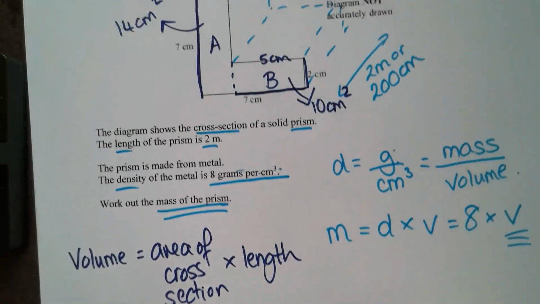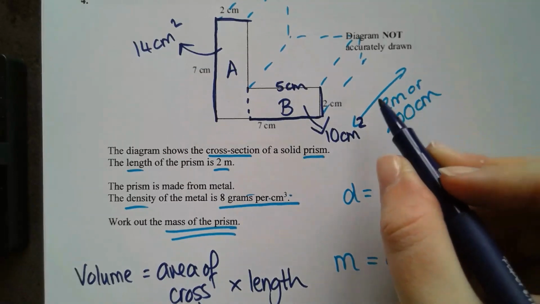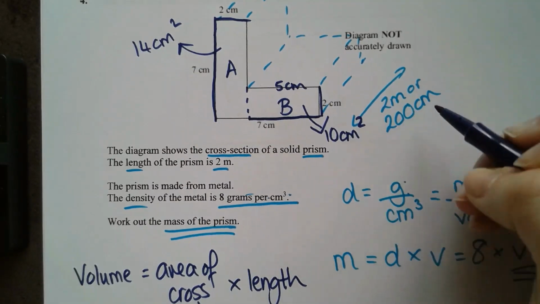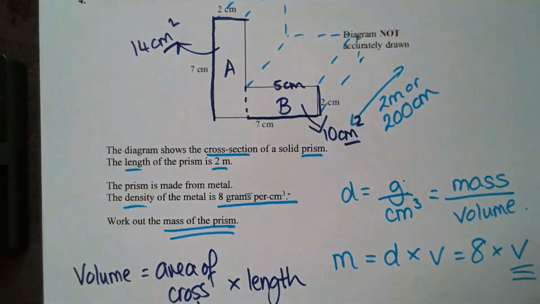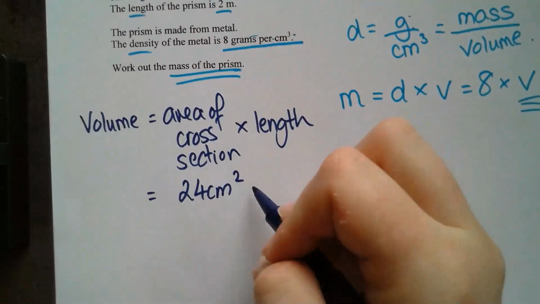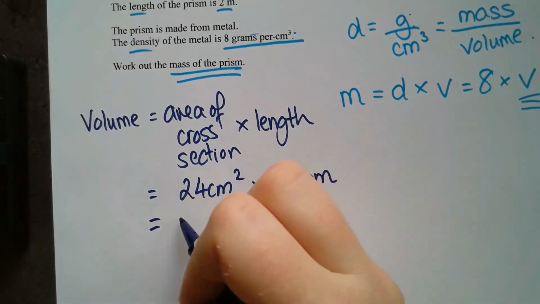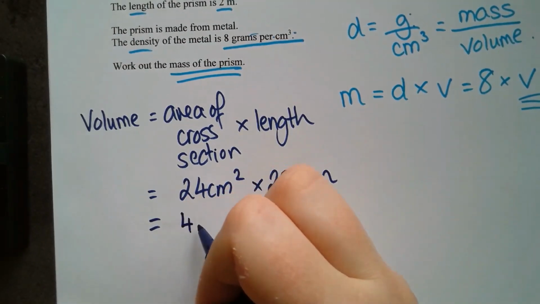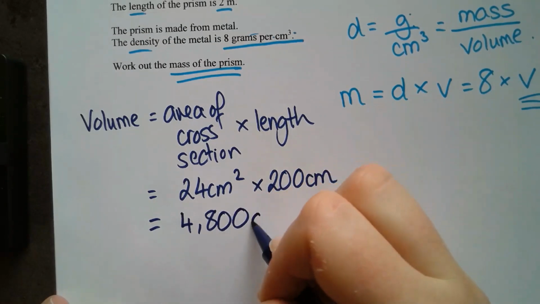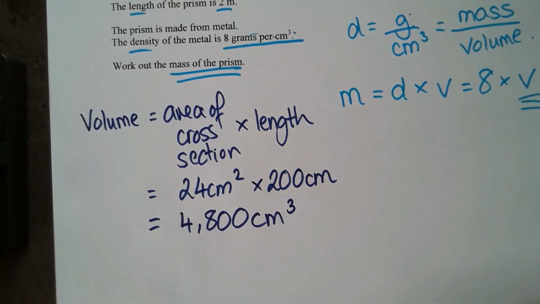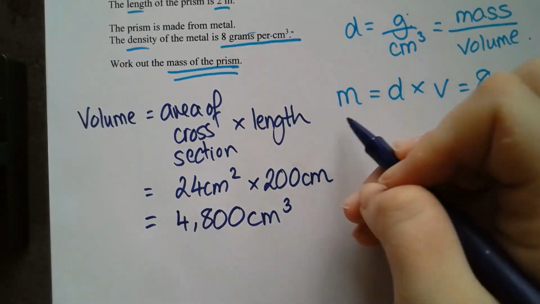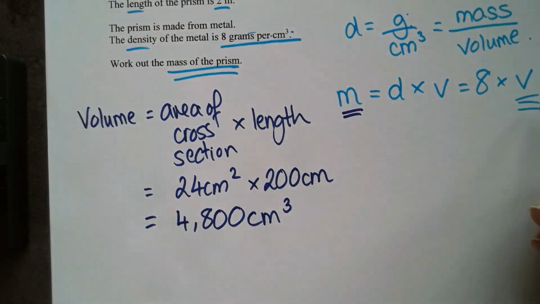Then all I've got to do is to decide which of these 2 measures for length to use. Well, these were in centimetres squared, so I'm going to go for centimetres here for 200 centimetres, which is going to get me 4,800 centimetres cubed. We aren't done though, because we did need the mass, not just the volume.